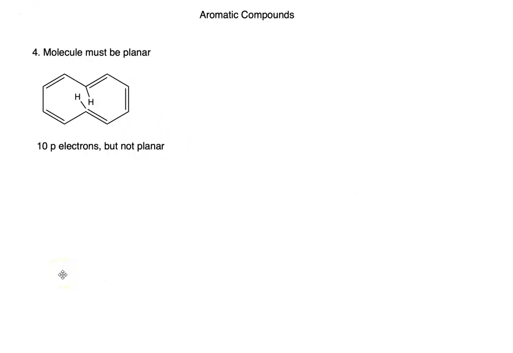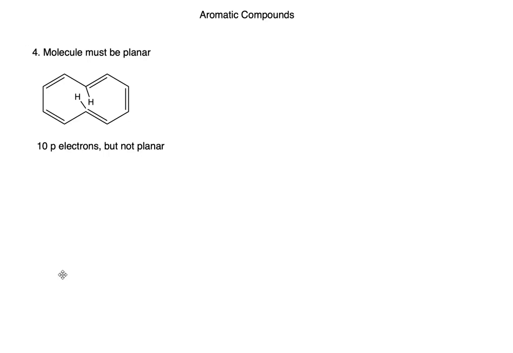The last requirement is that the molecule must be planar. Now, this is a little bit harder to see when it's not planar, but I want to talk about this a little bit. Most of the time, this is not a problem, because most of the time the molecules are planar, because we're dealing with sp2 or sometimes sp hybridized molecules, which are flat, trigonal planar molecules for sp2 hybridization.